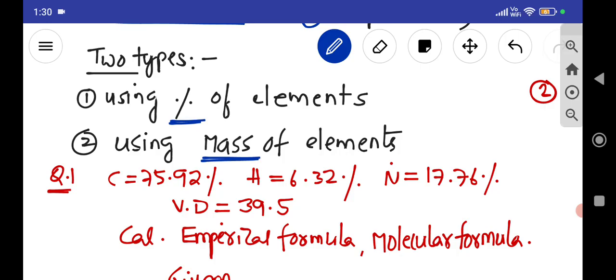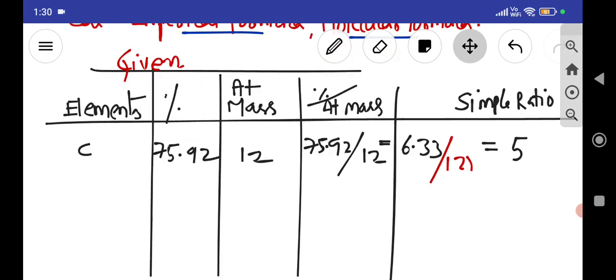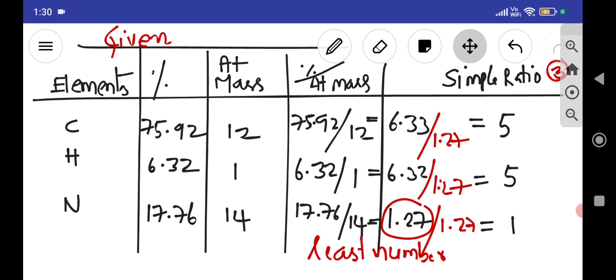First question. Here they have given carbon, hydrogen, nitrogen percentage, and vapor density is given as 39.5, and they are asking to calculate the empirical formula and molecular formula. So how to solve this type of question? First we need to draw the tabular column. In the tabular column, elements and percentage are given in the question, so we can calculate using that. Then from here you have to write in the table.